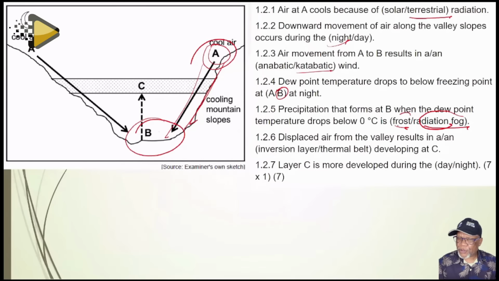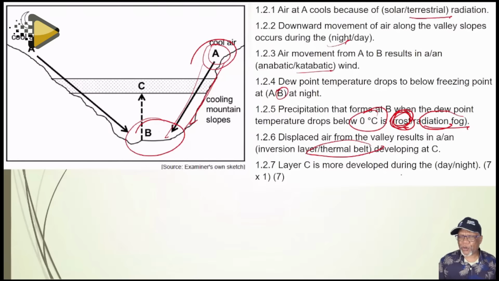It is frost that is going to develop there. Radiation fog is going to develop here when there is condensation, but it must not be below freezing point. Below freezing point is frost. Displaced air from the valley results in an inversion layer or thermal belt. This is going to result in a thermal belt.